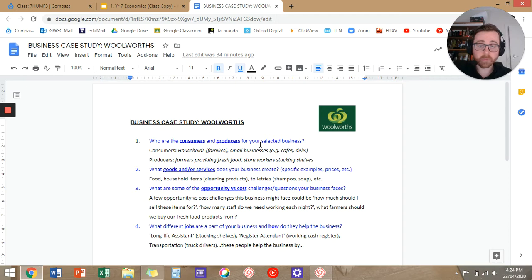I feel like opportunity versus cost was a bit of a tricky concept for a few people, and that's understandable, which is why I wanted to give an example of how to answer this question. A few opportunity cost challenges that Woolworths might face, and that a lot of businesses will face, is something like, how much should I sell these items for? The opportunity there is, if I sell it for a lot of money, I'll make money. That's my opportunity, my positive in this scenario. And then the cost will be, if I charge too much, maybe no one buys it. So positives, negatives, that's one challenge.